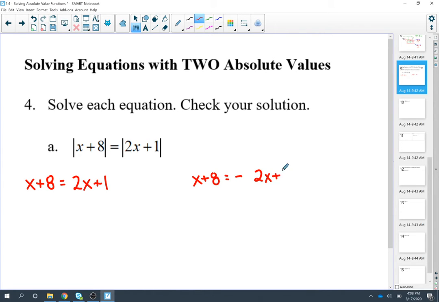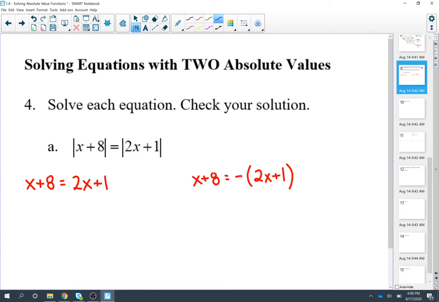of the right-hand side. But in this case, we don't just have a number here. We actually have 2x plus 1, which is multiple terms. So in order to do that, we need to put this in parentheses so that we're actually taking the negative version of the whole entire side. Other than that, we're good to go.